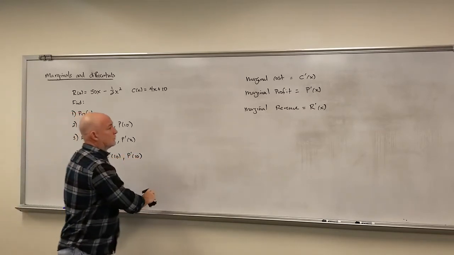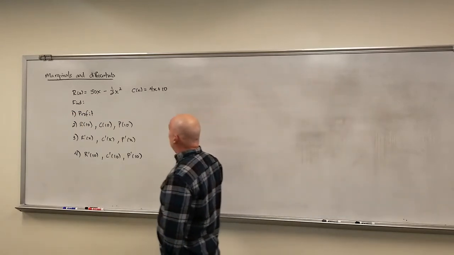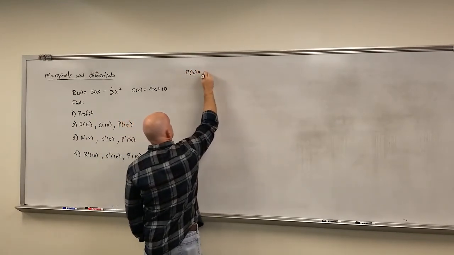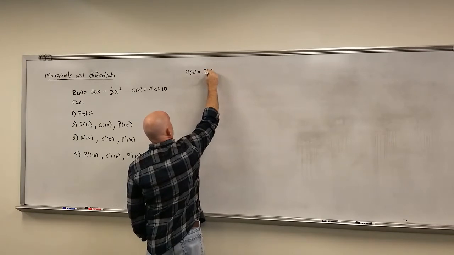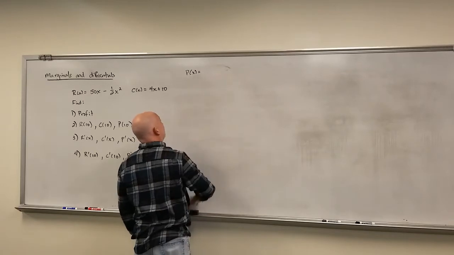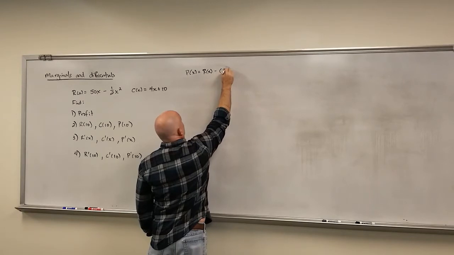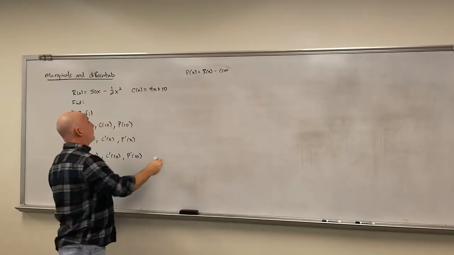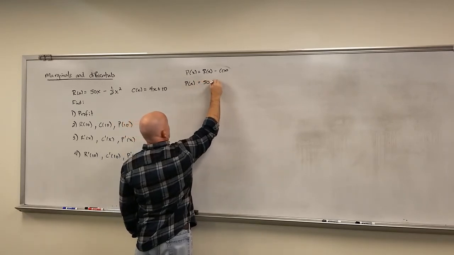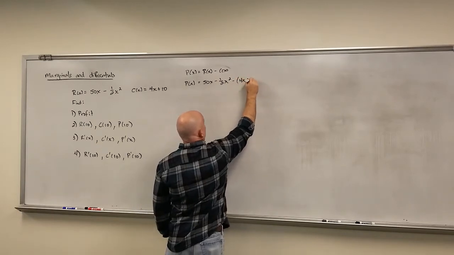All right, so we've got a lot of work to do here. Let's start out with the easy one. First off, we're told to just find our profit function. So we know our profit function is our revenue function minus our cost function. So for our profit, let's go ahead and figure that out. Our revenue was 50x minus 1/2 x squared, minus our cost is 4x plus 10.